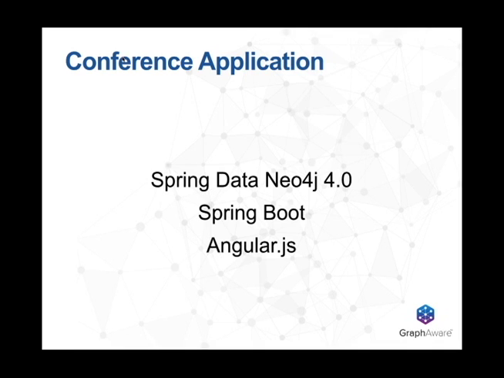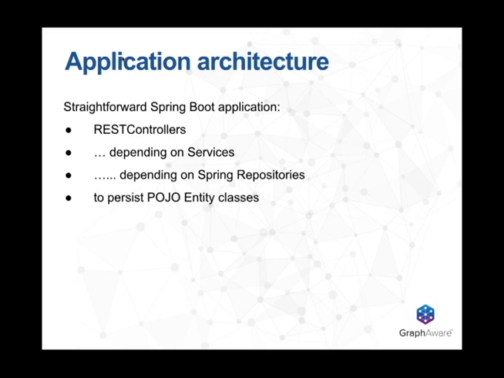So what we're going to do is look at a conference application, a very simple CRUD-based application based on the new Spring Data Neo4j 4, using Spring Boot and the front end written in AngularJS. The application architecture is very straightforward: simple REST controllers, which themselves depend on services and then on repositories, obviously persisting your straightforward POJO entity classes, the same sort of thing you'll have seen many, many times.